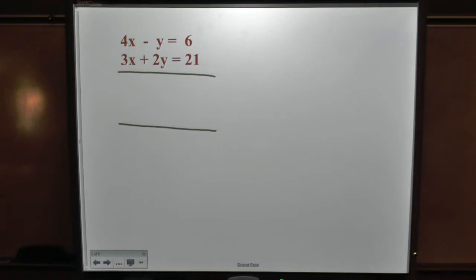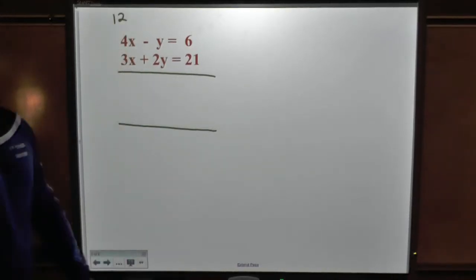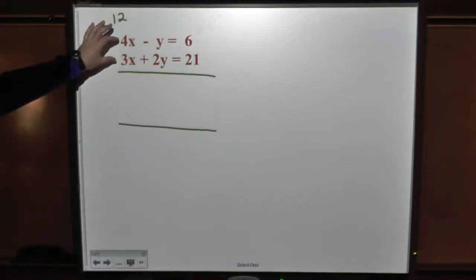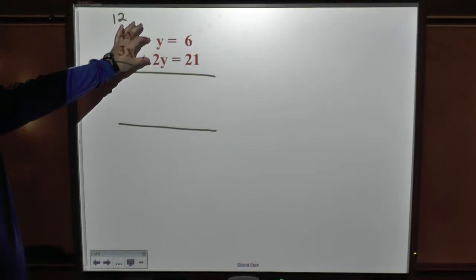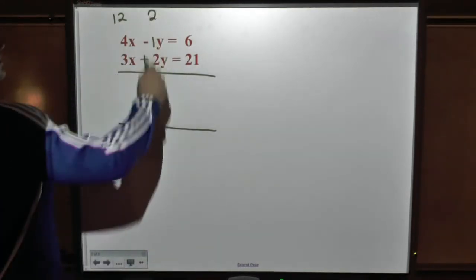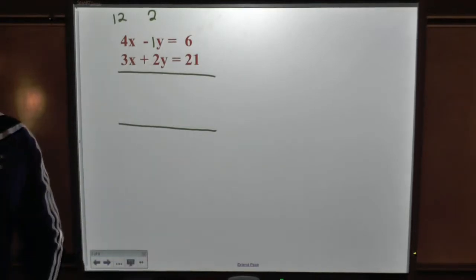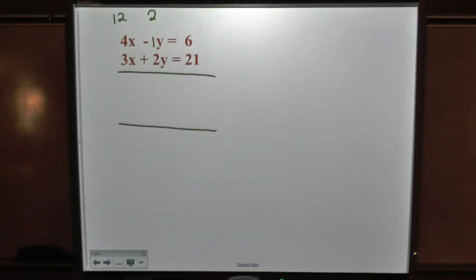So for example, if you look at x, the least common multiple is 12. Okay? That means you have to manipulate both equations. If I look at y, I have a 1 and a 2. The least common multiple between 1 and 2 is 2. And this one already is 2. So for me, choosing y will make my life a little easier. So, I'm going to choose y to eliminate.